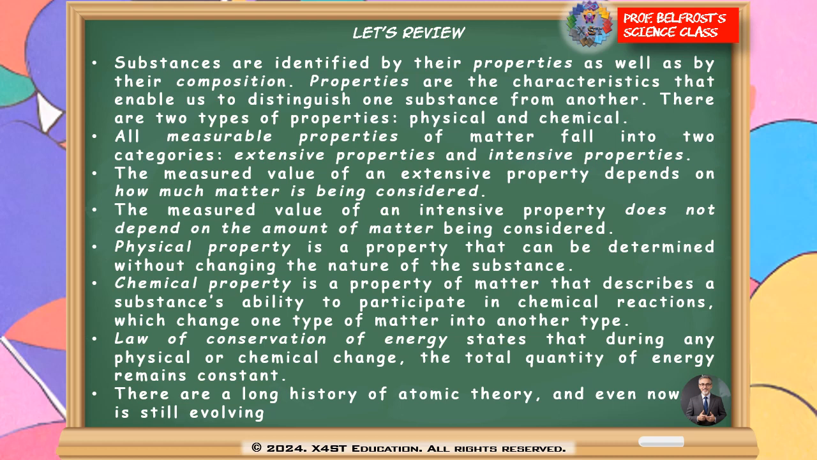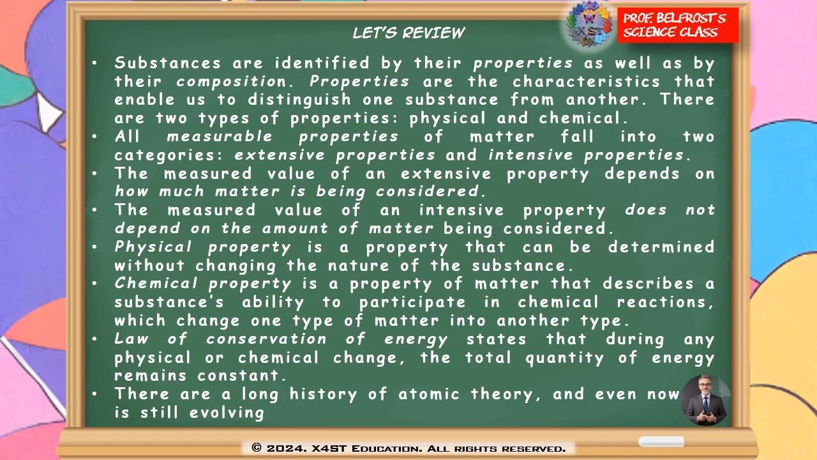First, physical property. What is a physical property? A physical property is a property that can be determined without changing the nature of the substance. Whereas a chemical property is a property of matter that describes a substance's ability to participate in chemical reactions, which change one type of matter into another type.